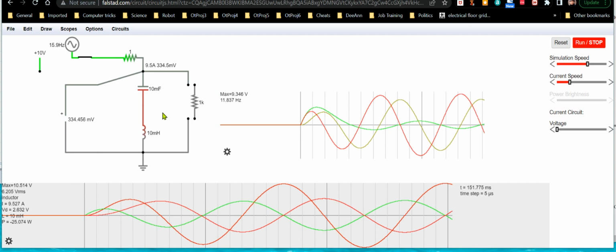which is basically at resonance, will have a common current waveform, but the voltage waveforms will be 90 degrees shifted. And it doesn't matter if it's at resonance or not. Any kind of series LC circuit is going to have that.